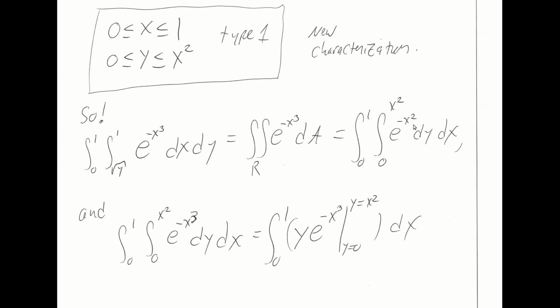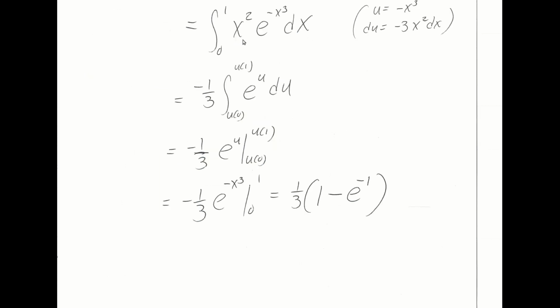That should be an x cubed right there. This is a typo. My apologies, folks. But right there, we should have a negative x cubed. And so now we are going from 0 to 1, 0 up to x squared, e to the negative x cubed, dy dx. The integrand here is constant with respect to y, so I just introduce a factor of y. I evaluate at the endpoints, and I end up with x squared e to the negative x cubed dx.